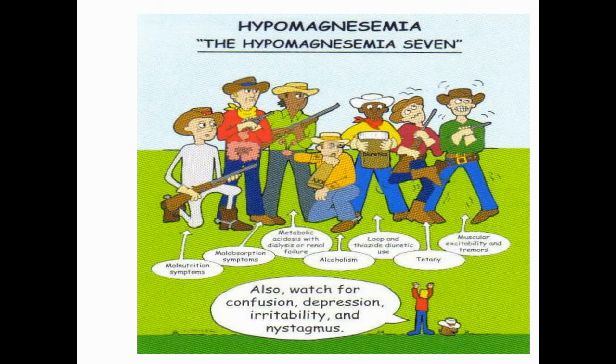Hypomagnesemia has seven important causes and features. When the person has malnutrition, malabsorption symptoms will be there. Metabolic acidosis with dialysis and renal failure, linked to alcohol, meaning the person consumes large amounts of alcohol, and loop diuretics. The person will have tetany, muscular excitability and tremors, and they will also have confusion, depression, irritability, and nystagmus.